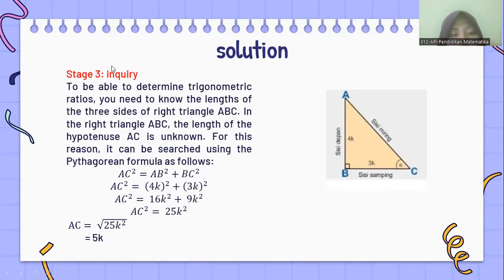Next, step 3, inquiry. To be able to determine the trigonometric ratio, you need to know the lengths of the three sides of right triangle ABC. In the right triangle ABC, the length of the hypotenuse AC is not yet known. For this reason, it can be searched using the Pythagorean formula as follows.